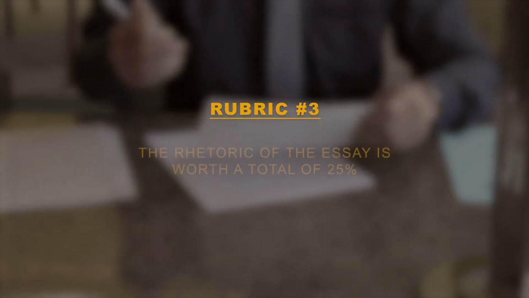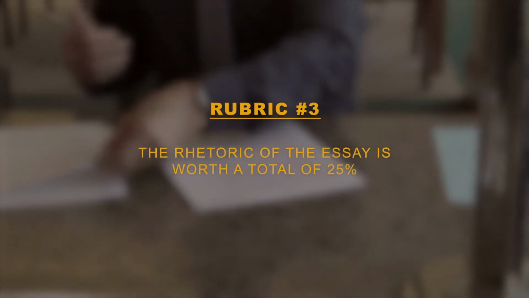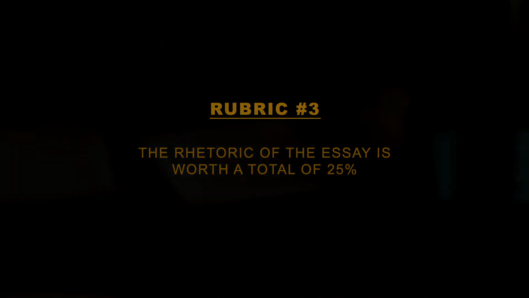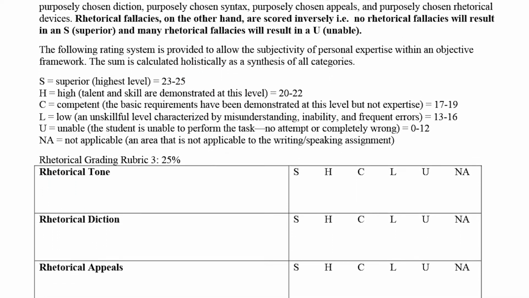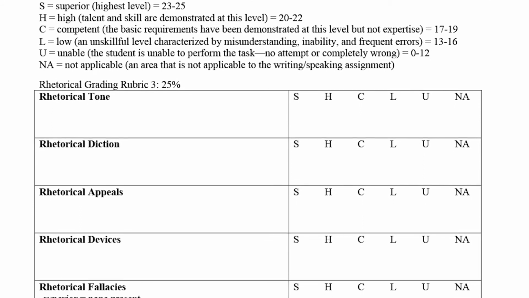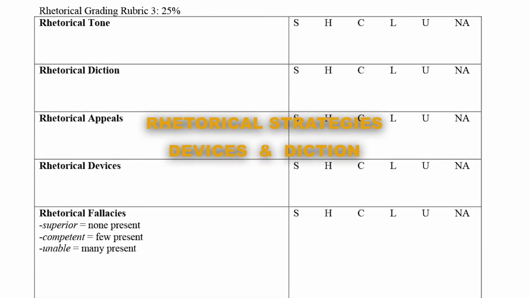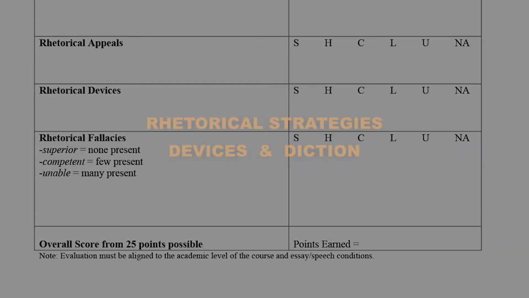Rubric 3, the rhetoric of the essay, is worth 25%. This rubric is style. Essays should be interesting. They should show the style, the personality of the writer. So this rubric emphasizes rhetorical strategies, devices, and diction.